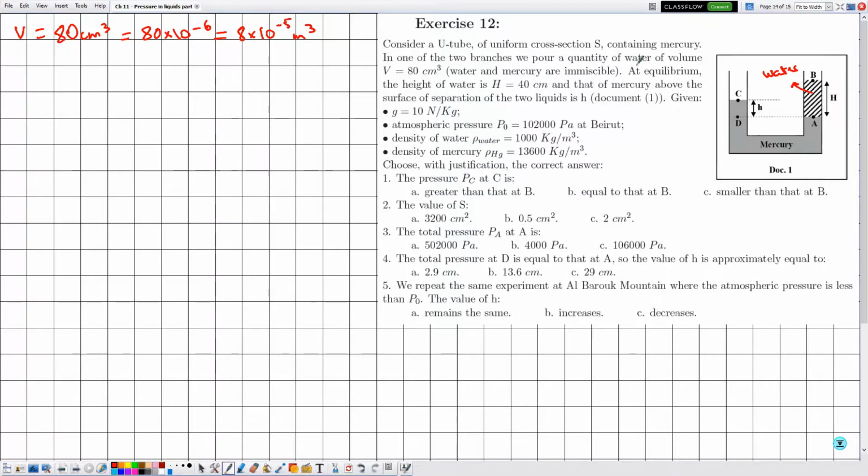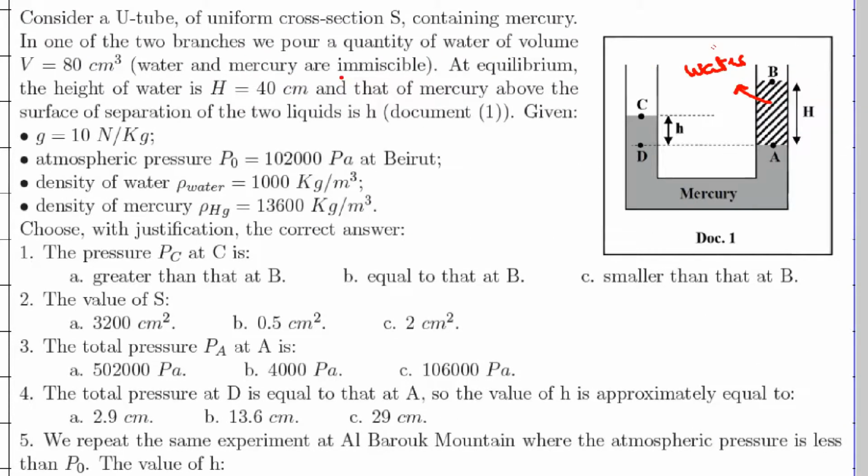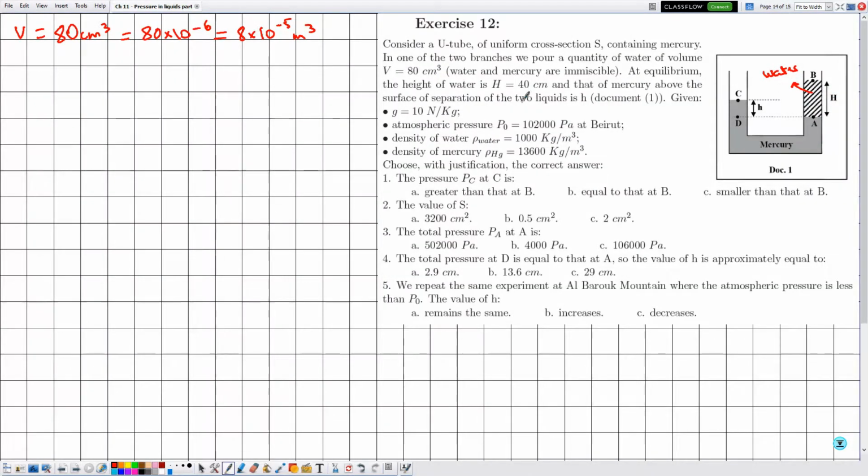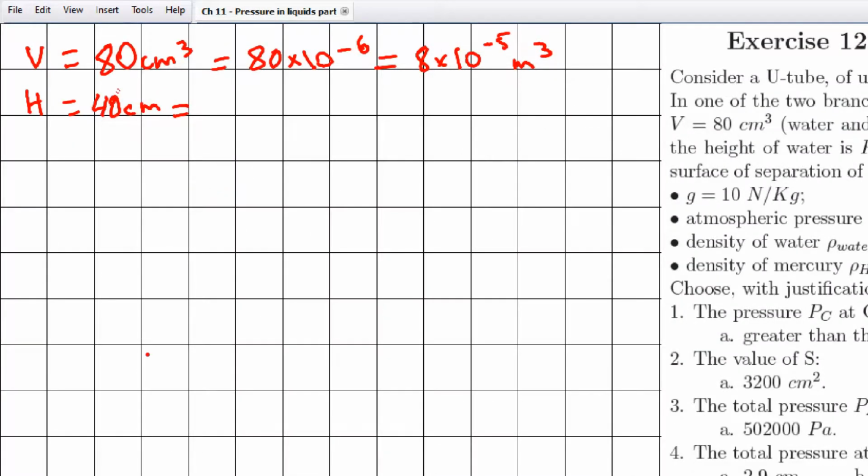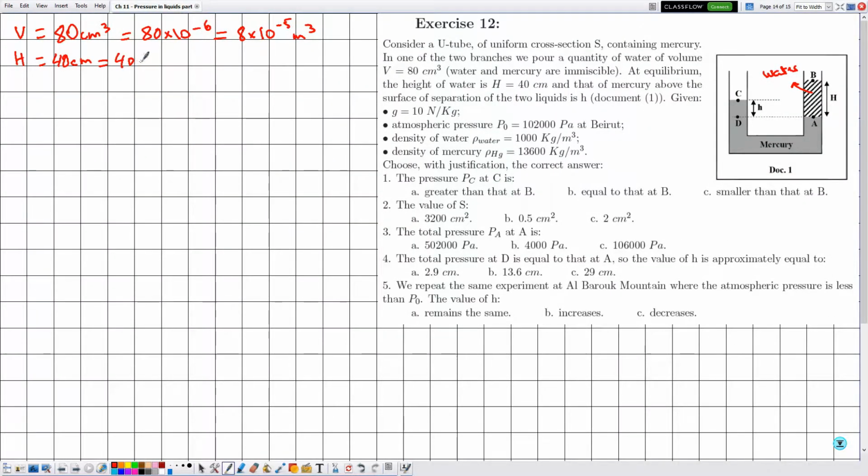Here they are telling us that water and mercury are immiscible. Immiscible means that they don't mix with each other. Then at equilibrium, the height of water is h equal to 40 centimeters. Knowing that centimeter is not the SI unit of length, in order to convert from centimeters to meters, we simply divide by 100. Then 40 divided by 100, so the height of this layer of water is 0.4 meters. And that of mercury above the surface of separation of the two liquids is h, so this is h.